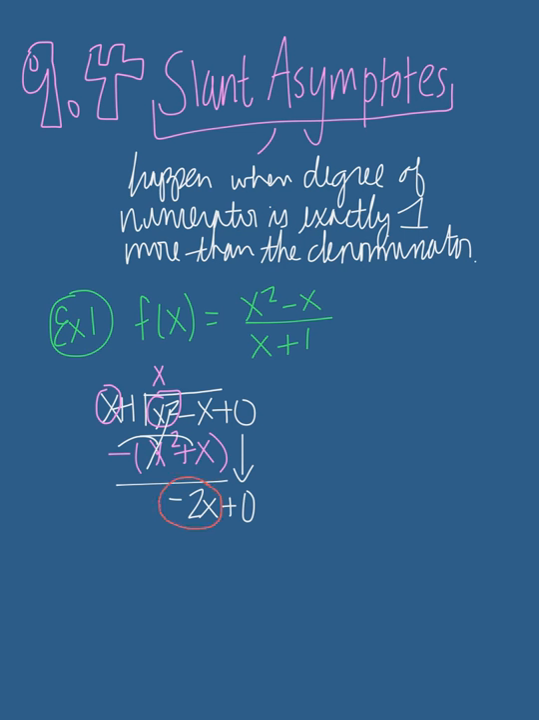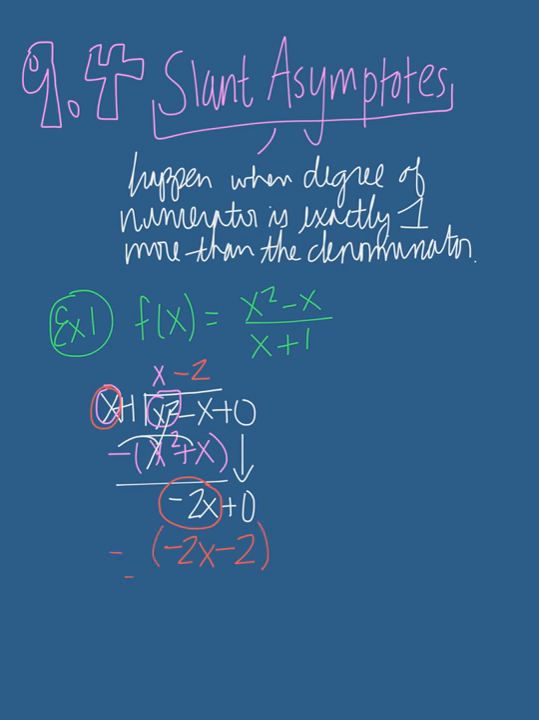So negative 2x divided by x is negative 2. So put the negative 2 up there. And then I'm going to multiply this negative 2 times x and times 1. That's going to give me negative 2x minus 2.